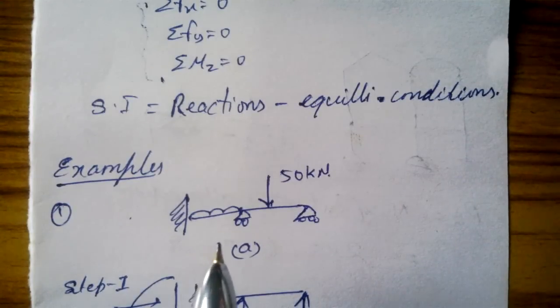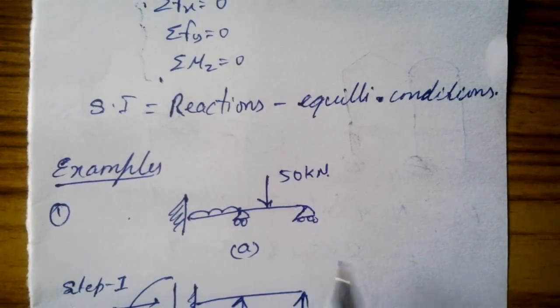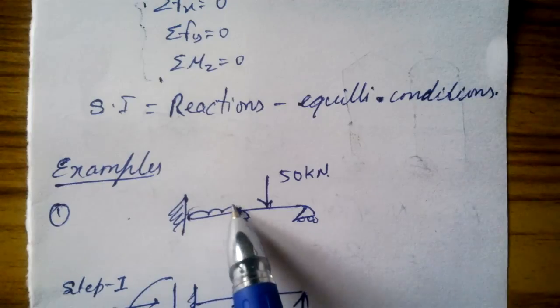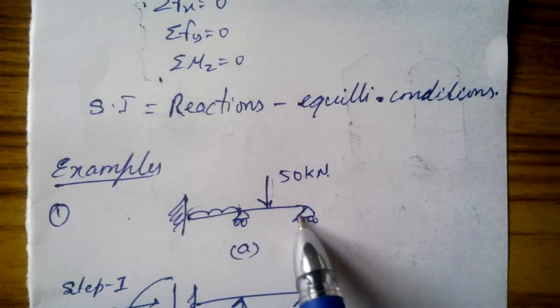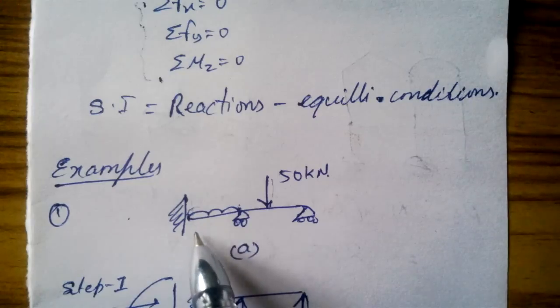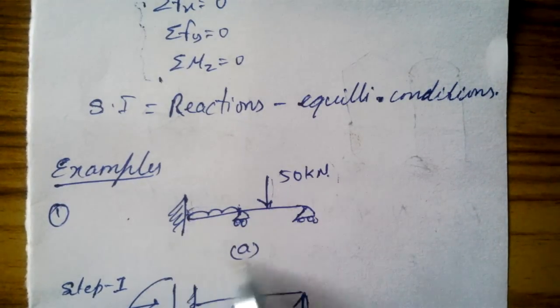So let us consider a beam element. This is the element we have shown, and this is the loading, and this is another one, 50. This is the roller support, and this is the fixed support. Now we will find the static indeterminacy of this structure.